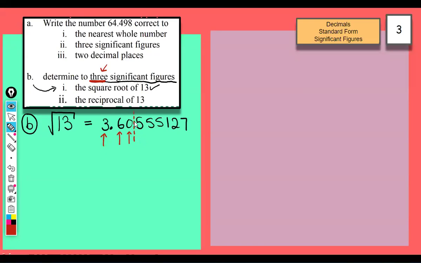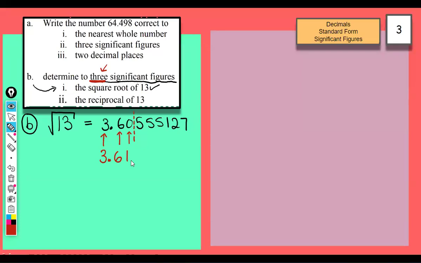But we at least have to ask the first number after the dash line, the fourth significant figure, is it 5 or more? Remember, if it's 5 or more, you have to add 1. So we have to add 1 to the 0. So the value would be 3.61. That would be the answer.